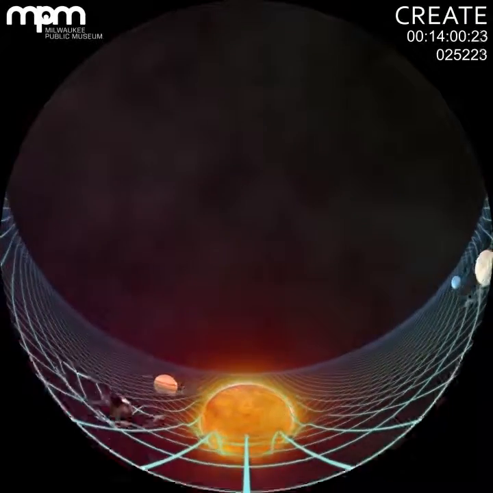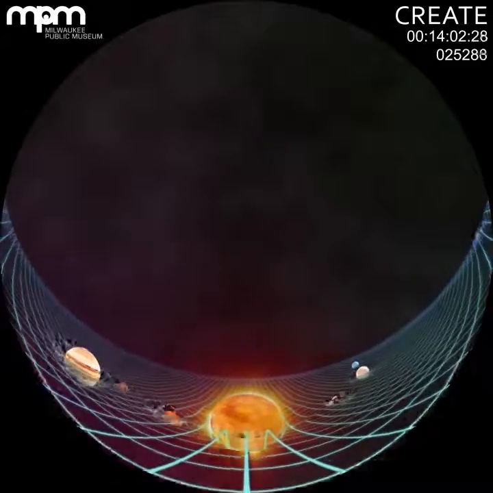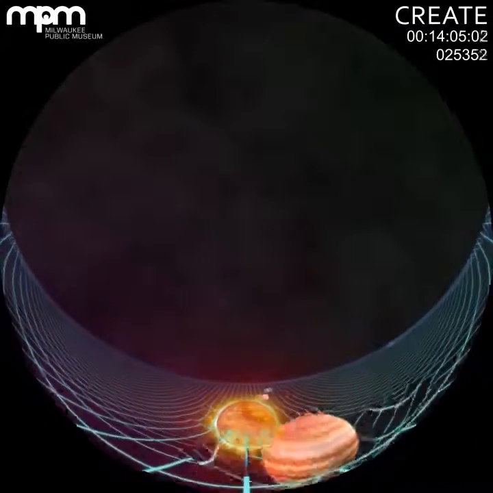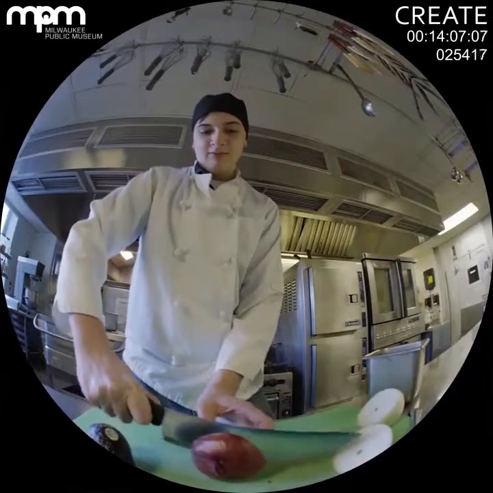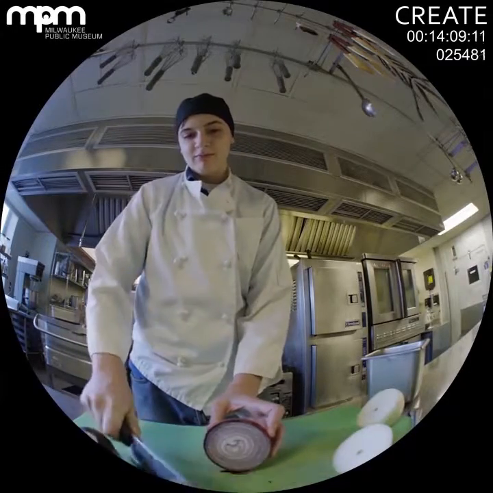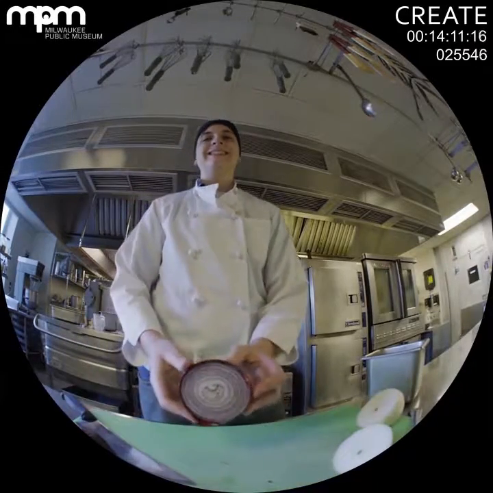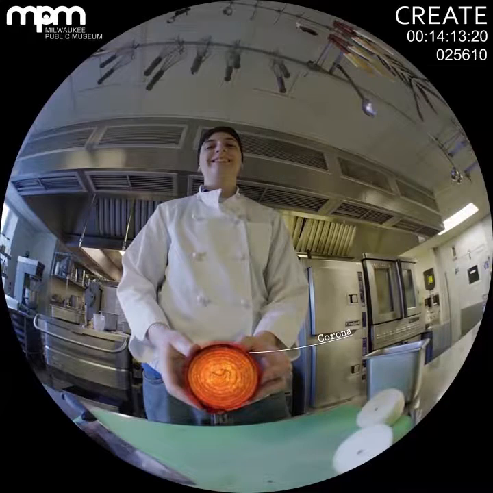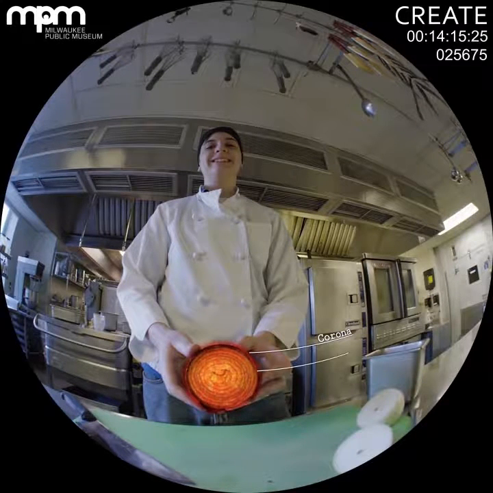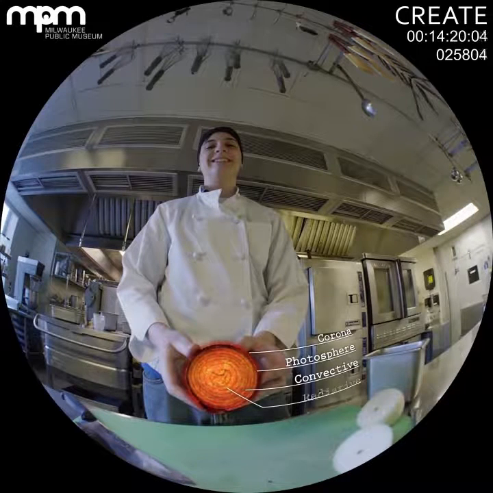I get that the sun is big, like really big, but what's inside it, and what makes it so hot? The sun is a lot like an onion because it has many different layers. There's the corona, the photosphere, the convection and radiative zones, and in the middle is the core.